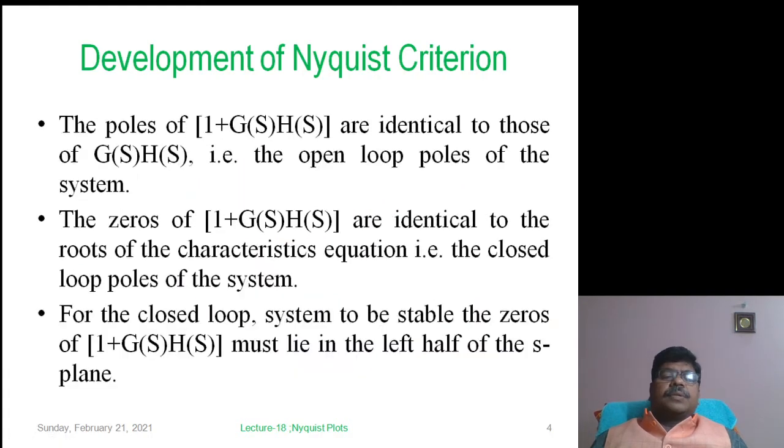It is very important to note here that for a closed loop system to be stable, the zeros of 1 plus G(s)H(s) must lie in the left half of the S plane, not the poles of 1 plus G(s)H(s). This is the common mistake anybody makes. So, it is important to note that the zeros of 1 plus G(s)H(s) must lie in the left half of the S plane.